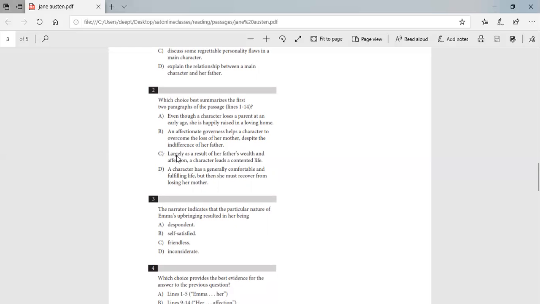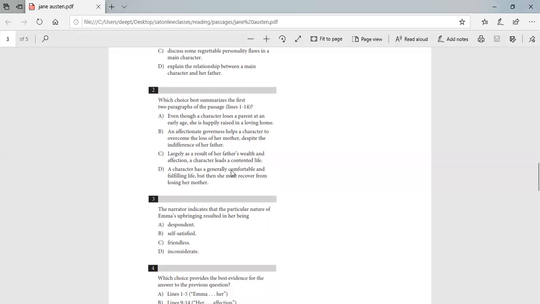Next one. Largely as a result of her father's wealth and affection, the character leads a contented life. We know that the character has a contented life, but is it largely because of the father's wealth and affection, or is it because maybe the father is rich, but then the governess is there and she is helping her live a life? So option C forgets about the governess. So it goes out again. We don't have the entire two paragraphs covered here.